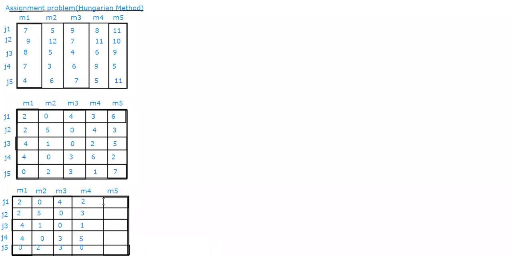Now next I'll go with the fifth one. Among 6, 3, 5, 2, 7, which is the least one? 2 we got. So I'll subtract 2 from everything. 6 minus 2 is equal to 4. Then 3 minus 2 is equal to 1. Then 5 minus 2 is equal to 3. Then 2 minus 2 is equal to 0, which we wanted. And 7 minus 2 is equal to 5. So like this, I got this one.